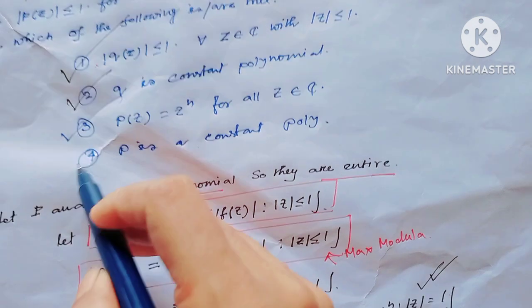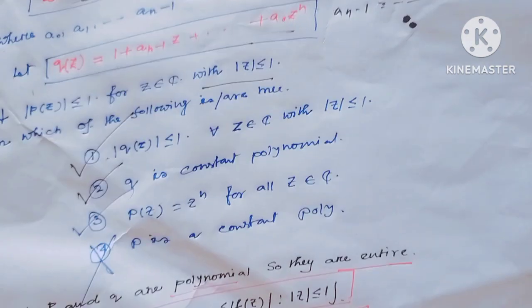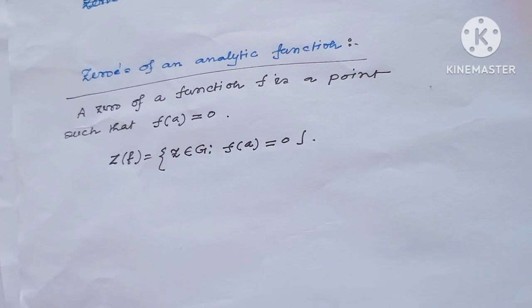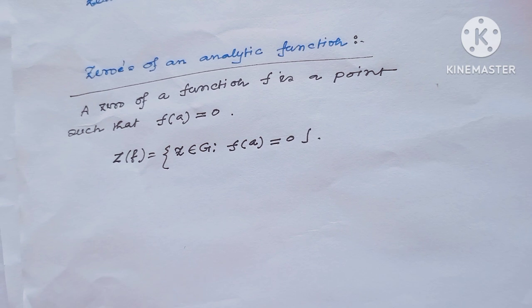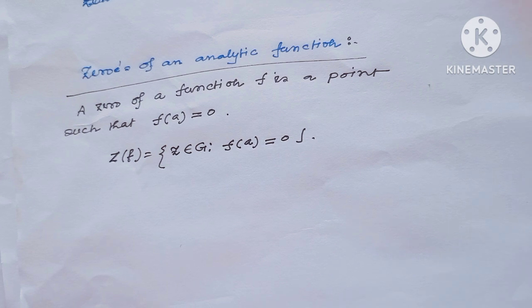This is the wrong option. I hope all my viewers have understood. Okay, see, our actual goal of this lecture: zeros of an analytic function.